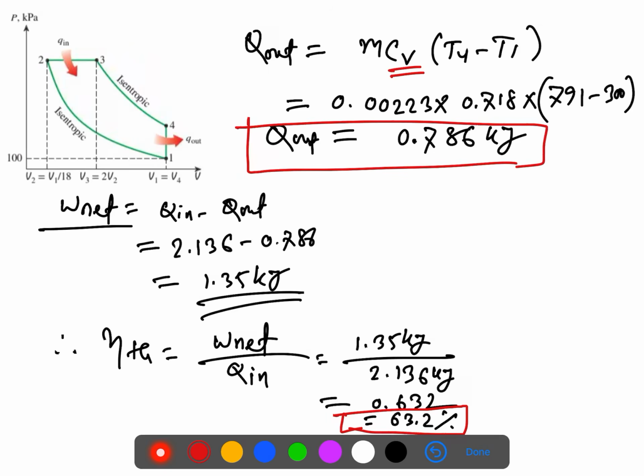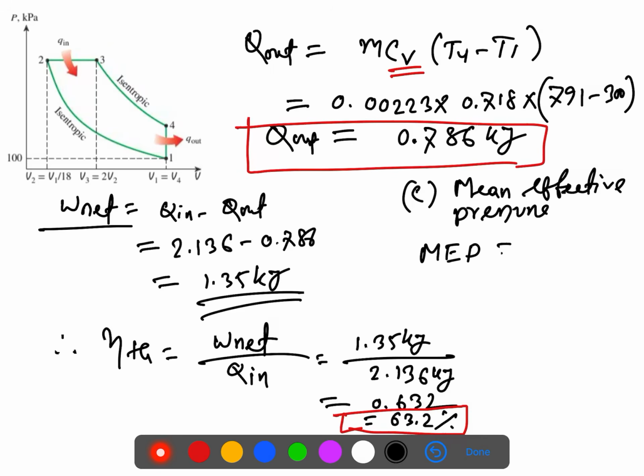So now the third part of this question, if you read, I believe you have the question with you. It asked to calculate the mean effective pressure. So this is the third part of this problem. For mean effective pressure, we know the formula: MEP is equal to the net work output over the maximum volume minus the minimum volume. This is the formula for mean effective pressure.